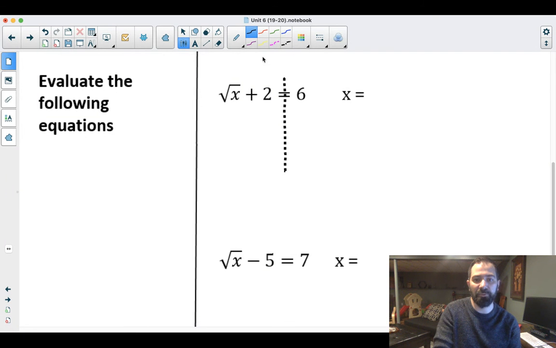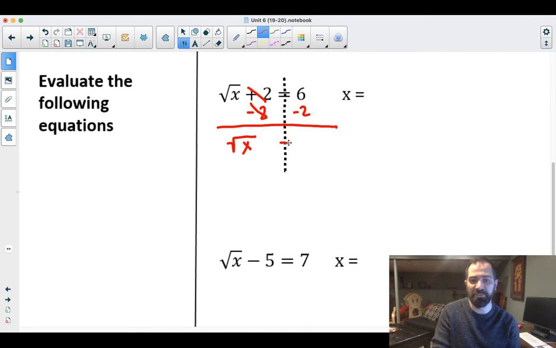Okay. Then step 2, we want to isolate the variable and/or the square root. Well, good thing that the variable is under the square root here. So we need to get rid of this plus 2. So we're going to do the opposite of plus 2 and subtract 2. Our 2's go away here. We're left with the square root of x equals 6 minus 2 is 4.